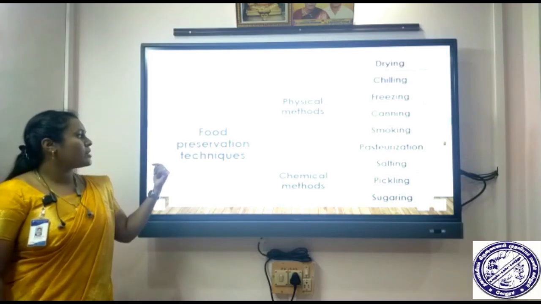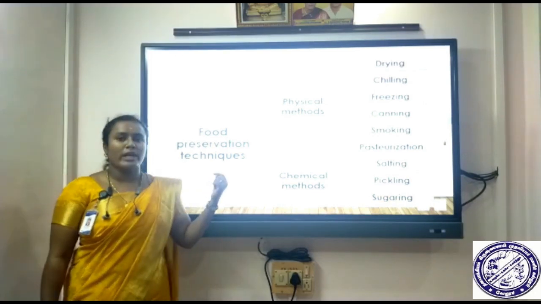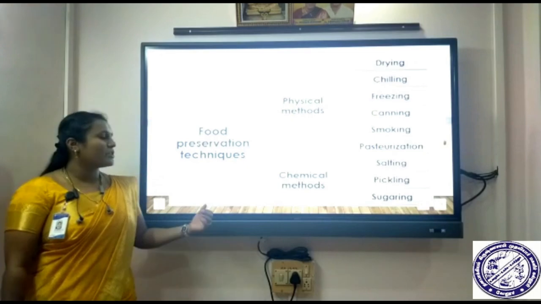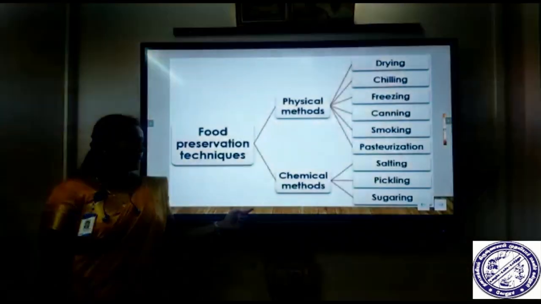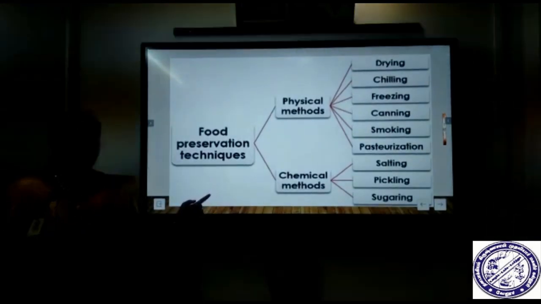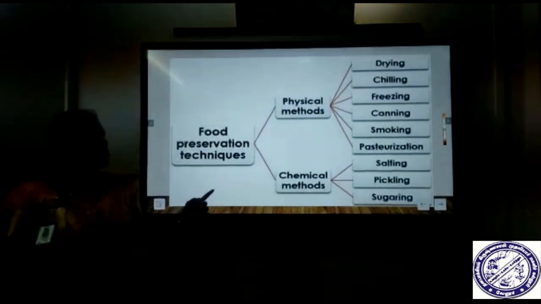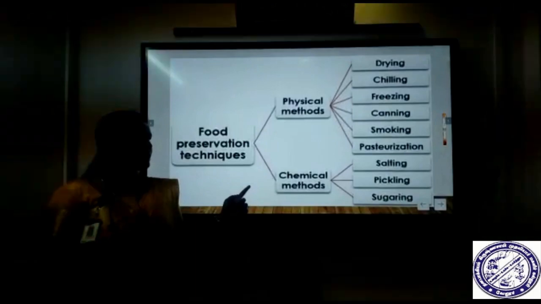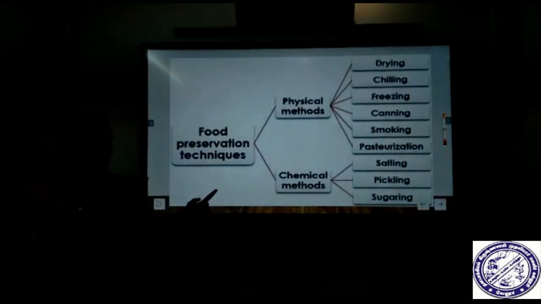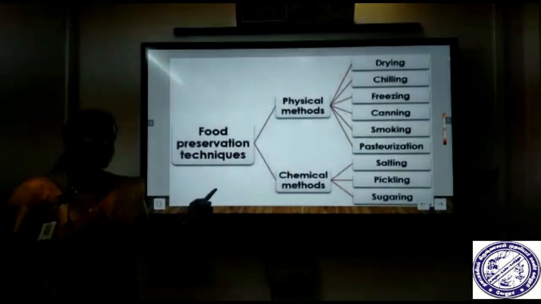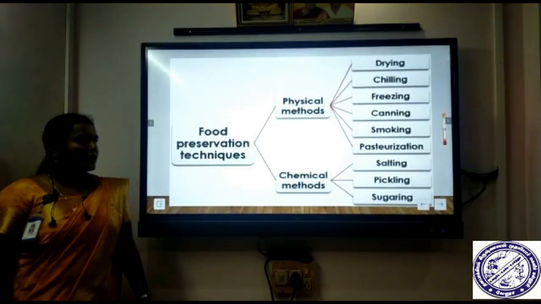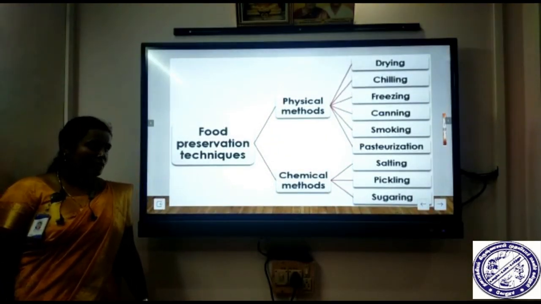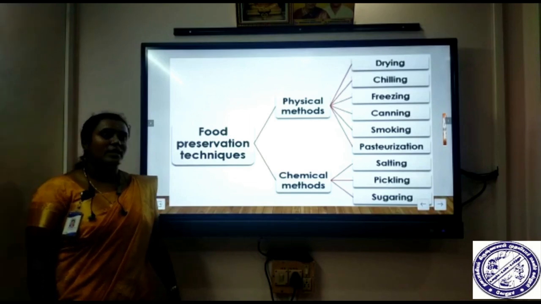Next one is food preservation technique methods. Two types of methods are involved in food preservation techniques. First one is physical method, second one is chemical method. The physical method is divided into 6 types. First one is drying, second one is chilling, third one is freezing, fourth one is canning, fifth one is smoking, sixth one is pasteurization. Next, the chemical method is divided into 3 types. First one is salting, second one is pickling, third one is sugaring.